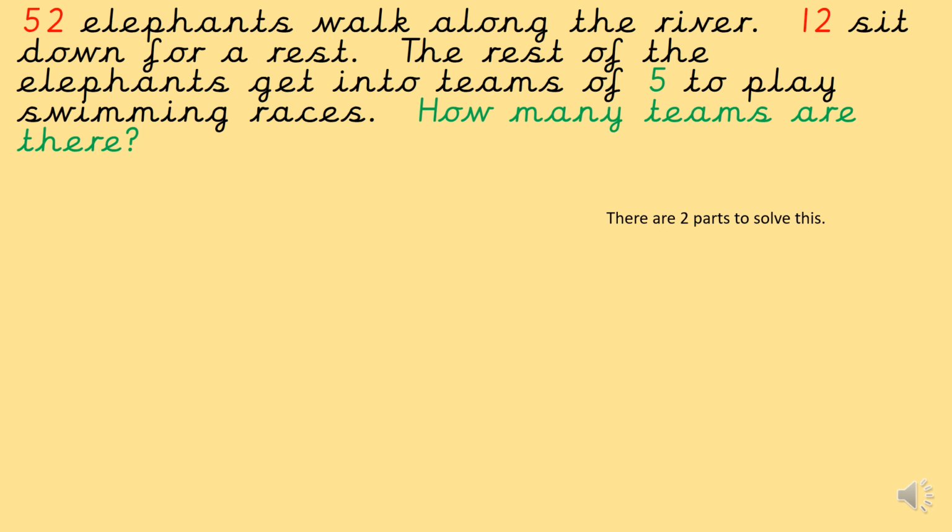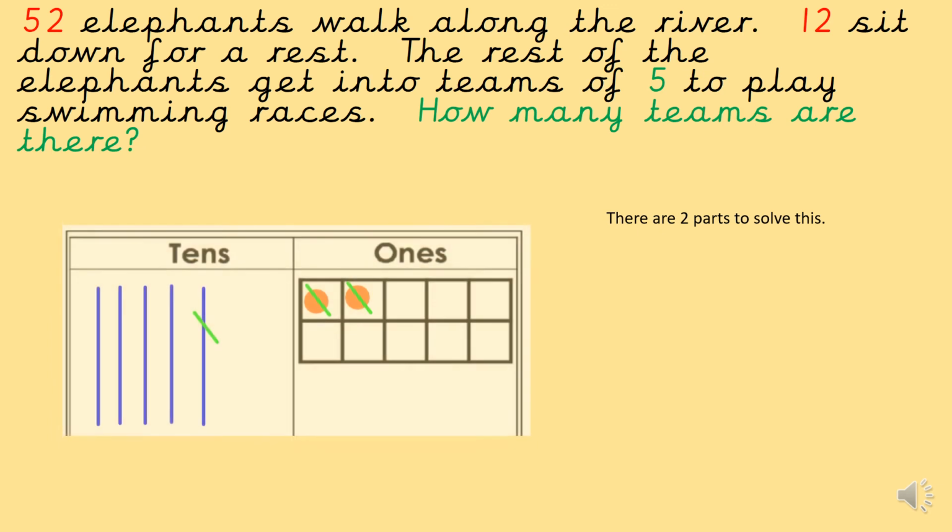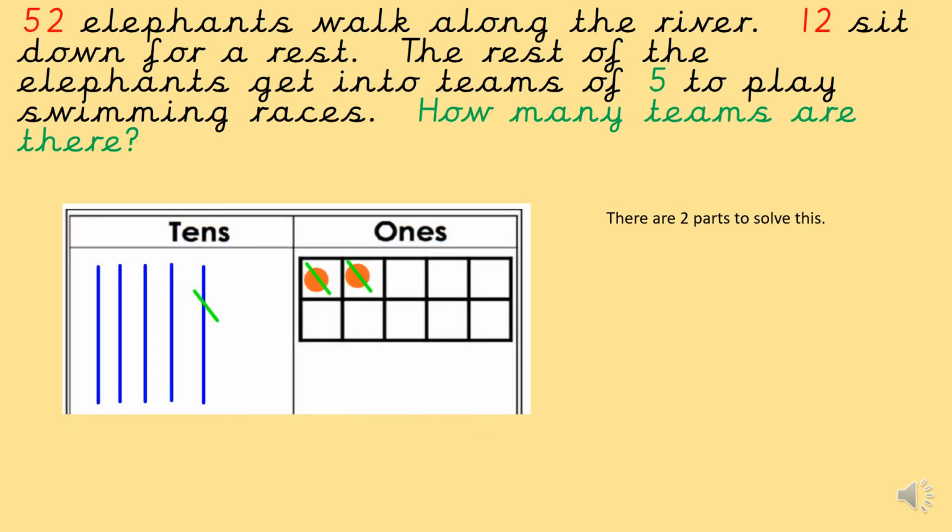How did you get on? Let's have a look. So I've drawn my 5 tens and 2 ones. That makes 52, and I took away 12. 12 is made up of 1 ten and 2 ones. And then my number sentence, 52, take away 12 equals 40. There are 40 elephants left.